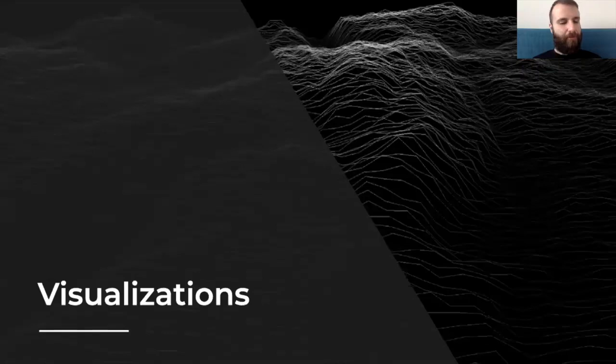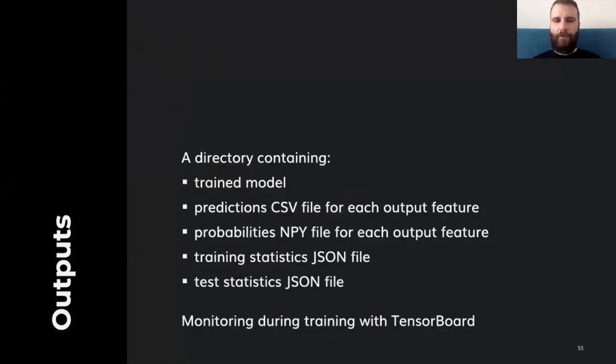As I told you before, there's also a bunch of visualizations that Ludwig provides for you. In particular, when you run an experiment, what you obtain is a trained model, some predictions in CSV format, some probabilities in NumPy format, and statistics of training and test. And also, because it's a TensorFlow model, while you're training, you can actually use TensorBoard to visualize what's going on during the training.